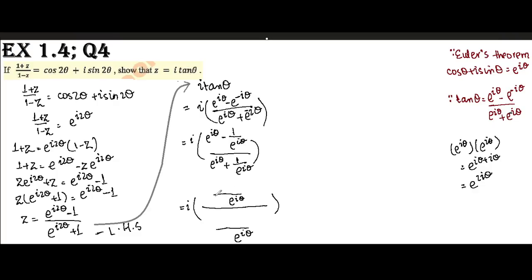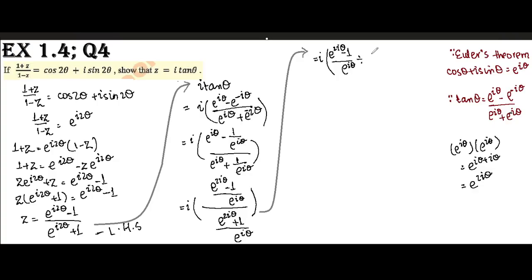We have e^(2iθ) and then minus 1. And in the denominator again these two will be multiplied, so we get e^(2iθ) and then plus 1 rewritten over here. Now we have i into (e^(2iθ) - 1)/e^(iθ), divided by (e^(2iθ) + 1)/e^(iθ).